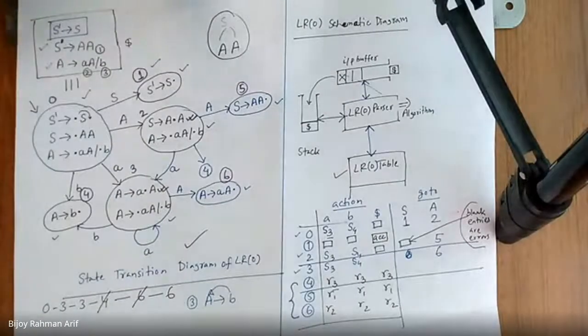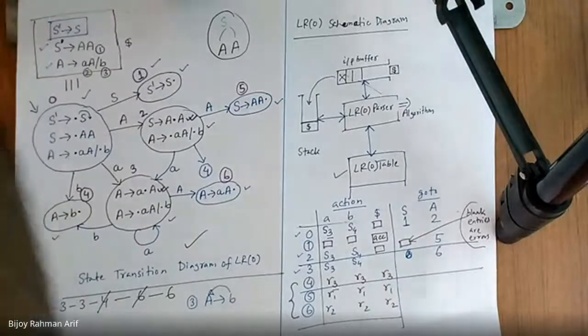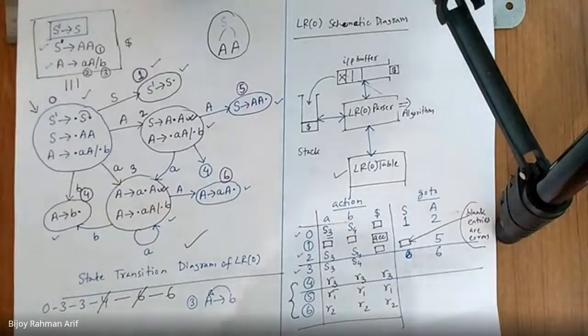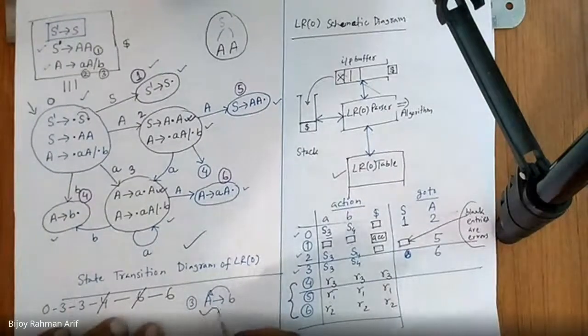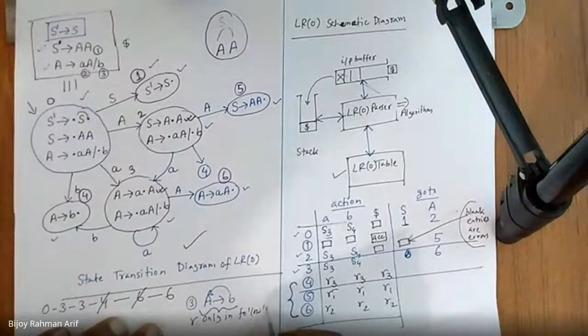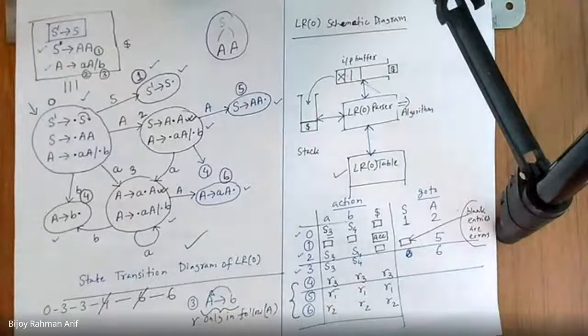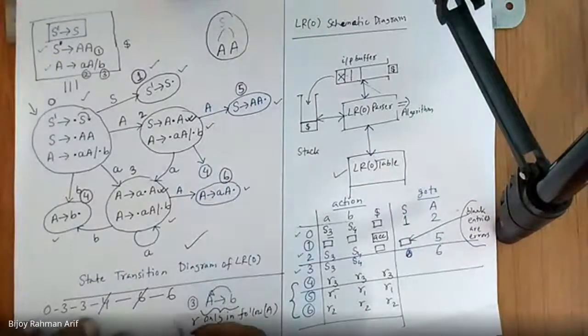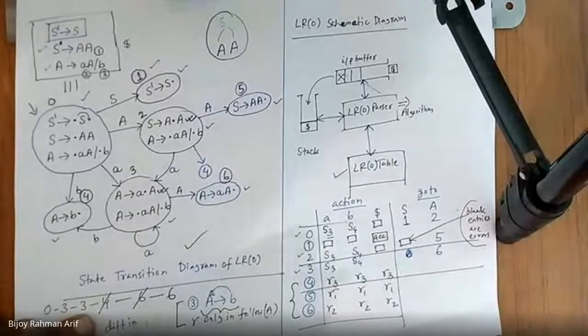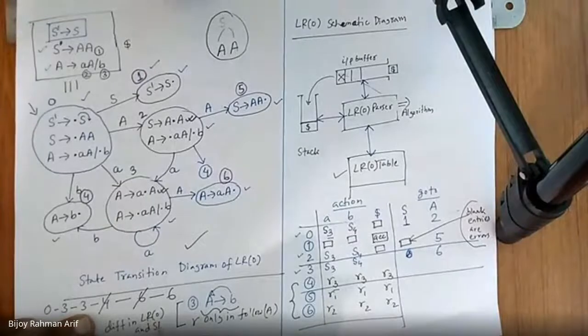So what would be the good move? The good move is to put this reduce entry only in the follow of it. Do you agree with me or not? Then it would become a good move, right? So that is the difference between LR0 and SLR.